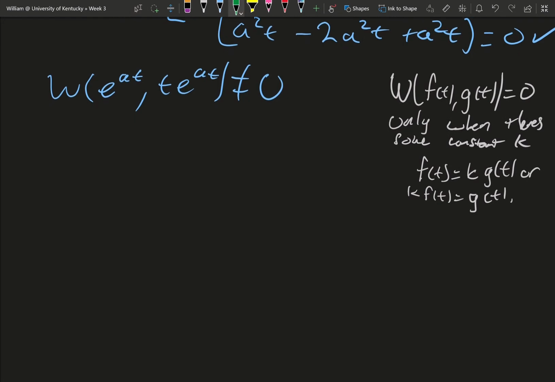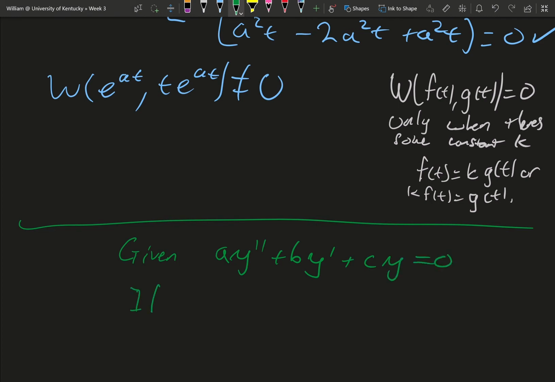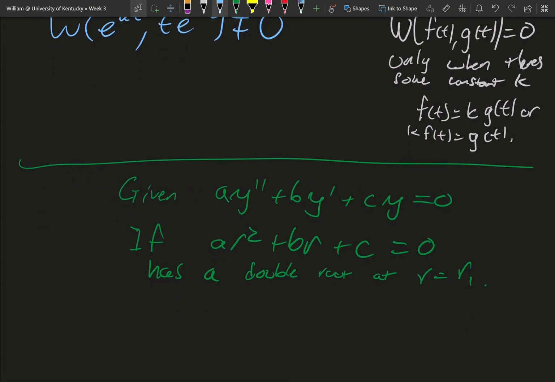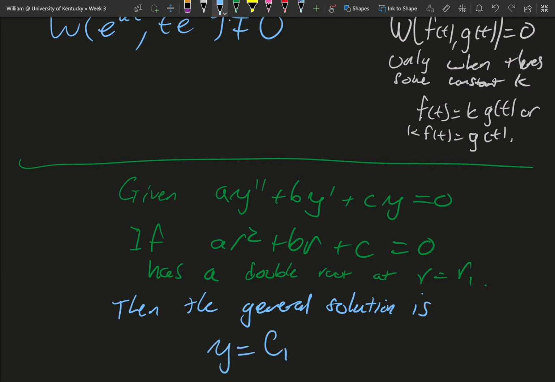So what did we just learn? Well, given y double prime, if the characteristic equation has a double root at r equals r1, then the general solution is y equals c1 times t e to the r1 t plus c2 e to the r1 t.